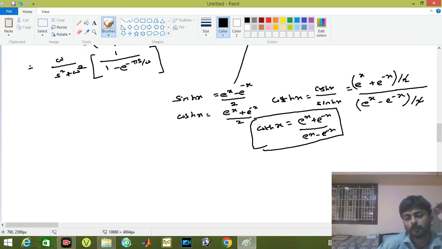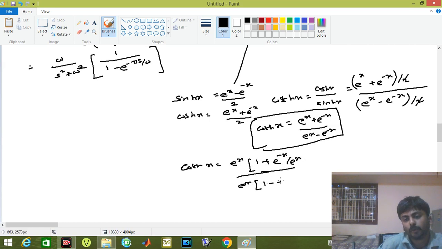So I am going to take coth x equal to, taking e power x commonly outside, so that I will get 1 plus e power of minus x by e power x, divided by, here also I am taking e power x commonly outside, so I will get 1 minus e power of minus x by e power of x. These two will get cancelled, so you will get 1 plus e power of minus x.